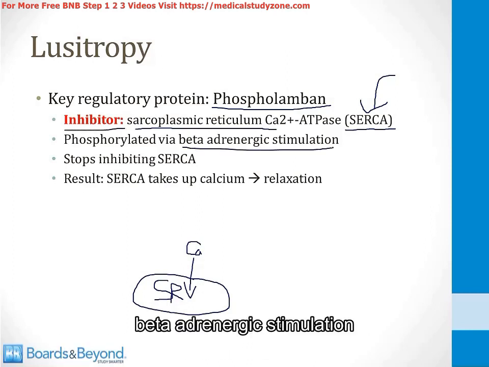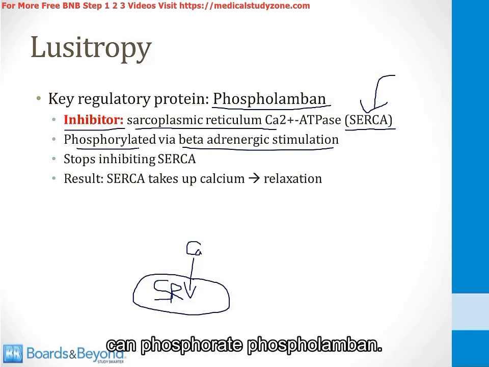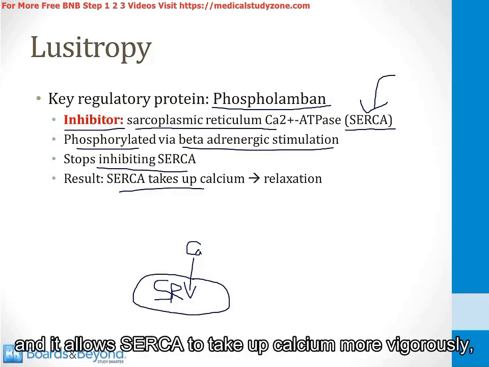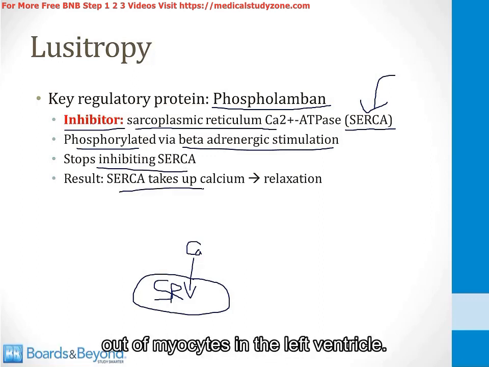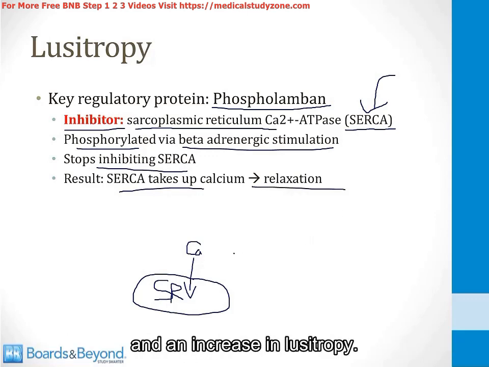However, beta-adrenergic stimulation via the sympathetic nervous system can phosphorylate phospholamban. This makes it stop inhibiting SERCA, and it allows SERCA to take up calcium more vigorously out of myocytes in the left ventricle. This leads to more rapid and more vigorous relaxation and an increase in lusitropy.